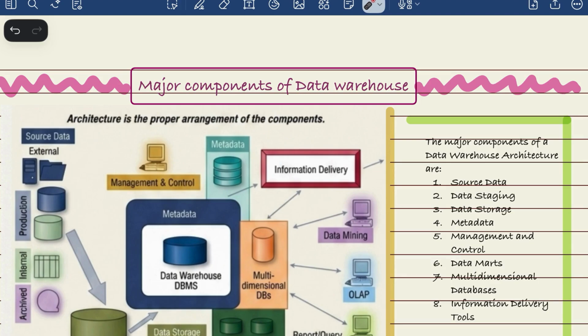So instead of memorizing, let's just understand what is happening in every component. So very first is the source data. You see over here, source data. You see different kinds of names, right? So what is happening? This is where the actual journey begins.